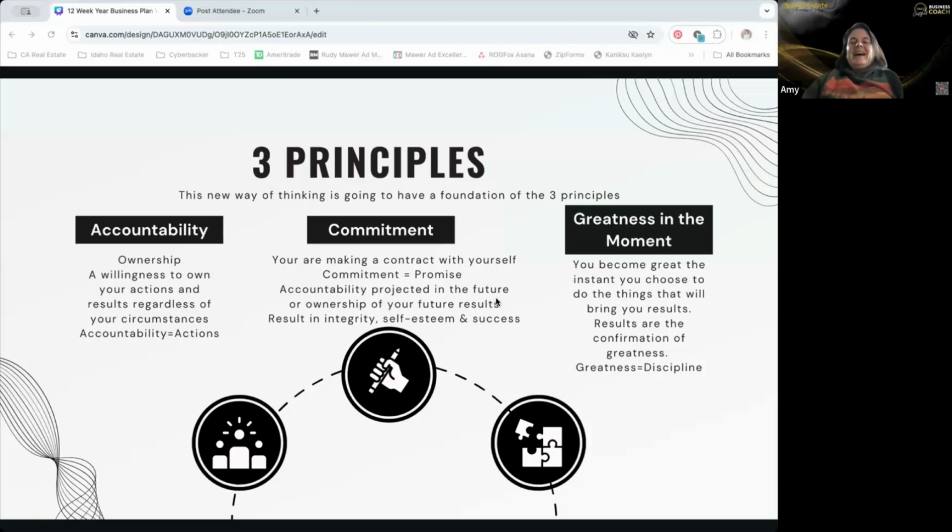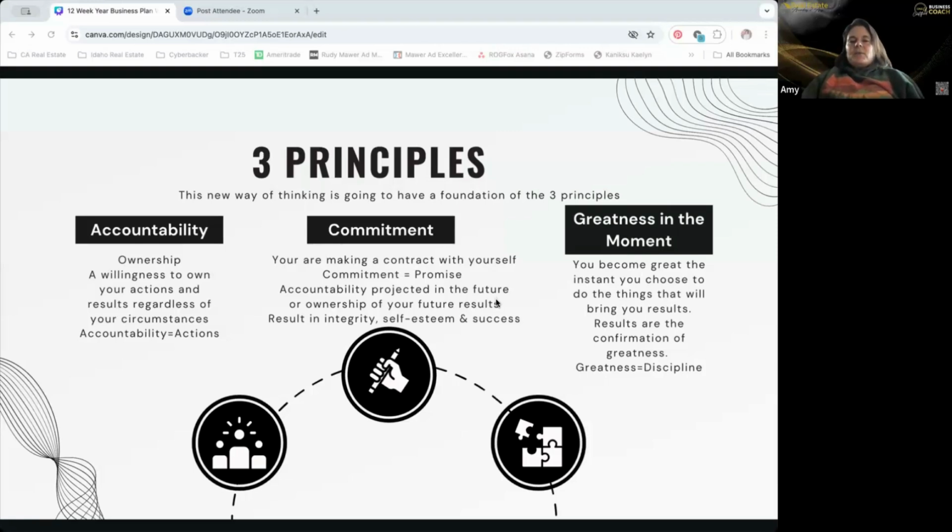Perfect. Your accountability is your actions. Commitment is the second principle. You're making a contract with yourself. We're going to talk more about this today, but your commitment is a promise of accountability projected in the future, or it's the ownership of your future results, right? That's going to result in giving you integrity, self-esteem, and success.